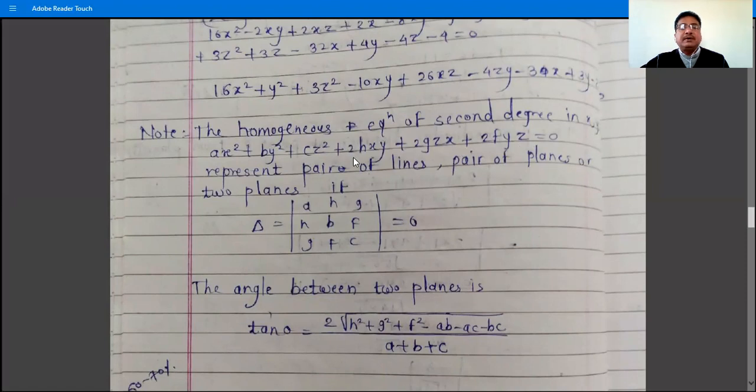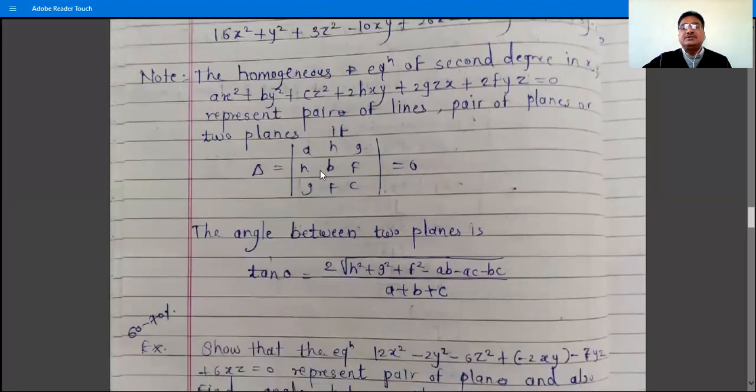In each term, the addition of powers of x, y, z is equal to 2. Therefore, it is a homogeneous equation of degree 2. So this equation represents a pair of planes. Don't write pair of lines. It represents a pair of planes, or two planes, if this delta, the determinant AHG, HBF, GFC, is equal to 0.